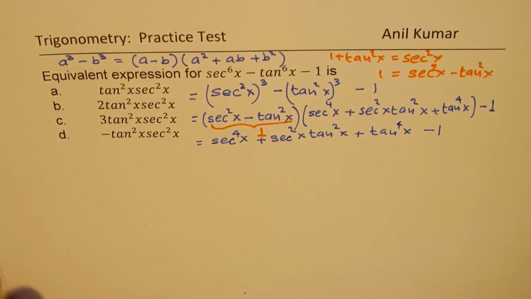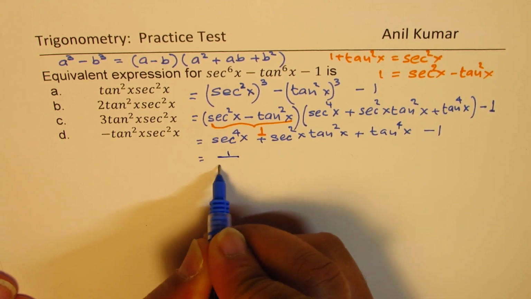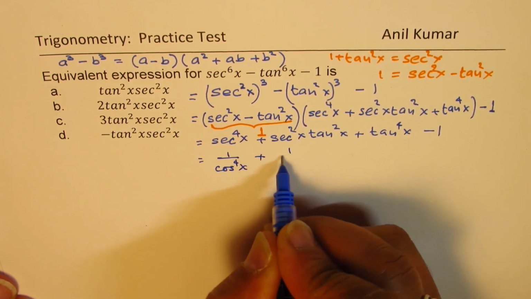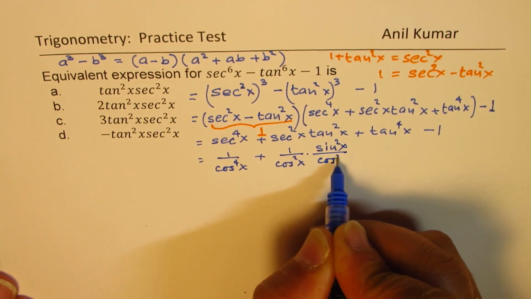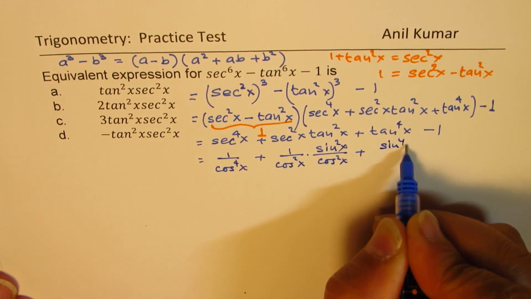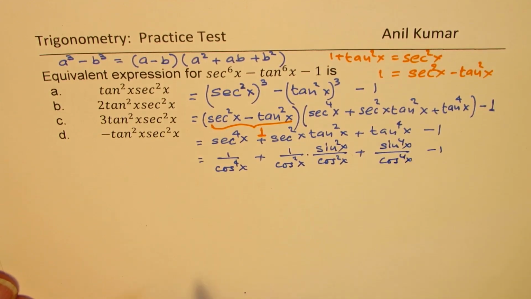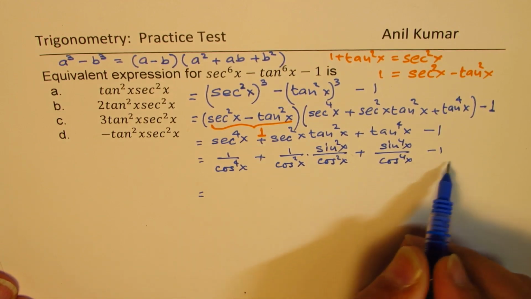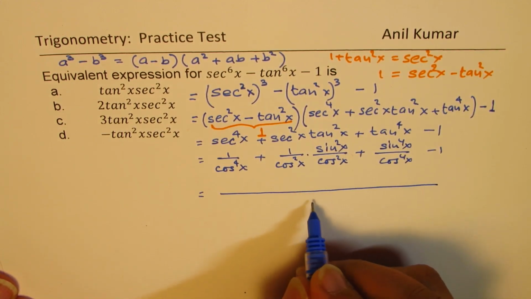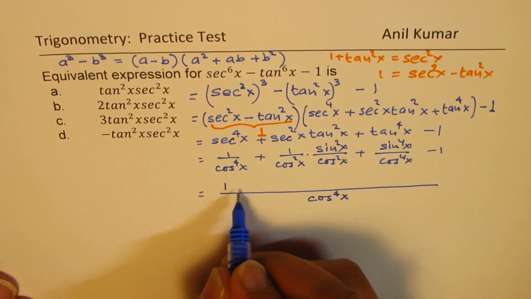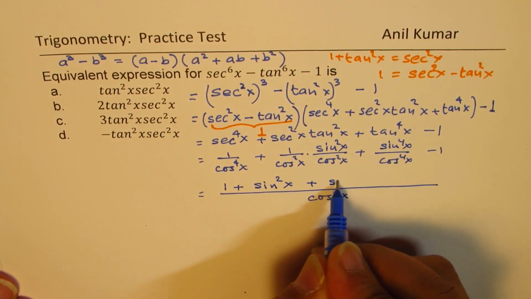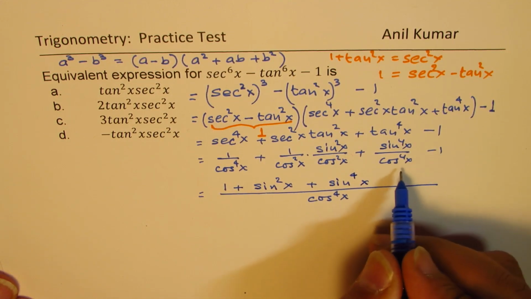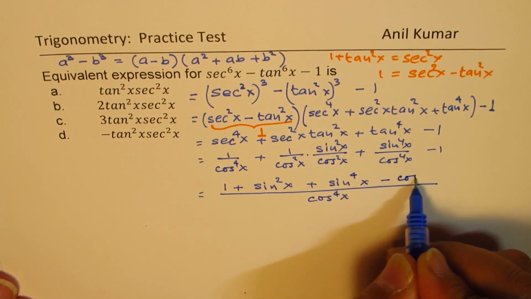Now, to continue, it'll be good if you could just convert them to sine and cosine. So secant is 1 over cos. We write this as 1 over cos to the power of 4x plus, that is 1 over cos square x. This is sine square x over cos square x. Here we get sine to the power of 4x over cos to the power of 4x minus 1. Well, we can take cos to the power of 4x, which is in the denominator, as a common factor. So taking cos to the power of 4x, we get the numerator as 1 plus, here we get sine square x, here we get plus sine to the power of 4x, and this one will get multiplied by cos to the power of 4. So we get minus cos to the power of 4x. Clear?